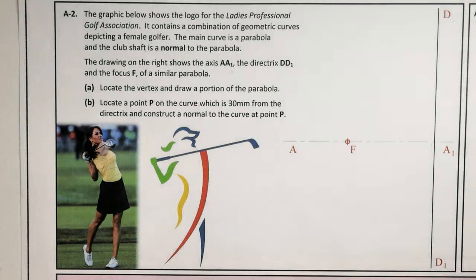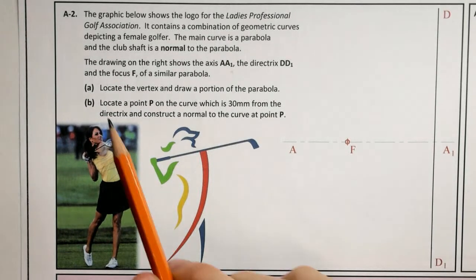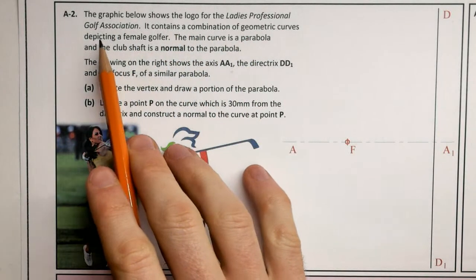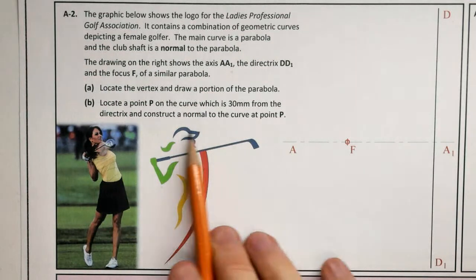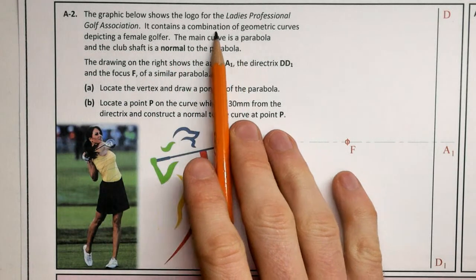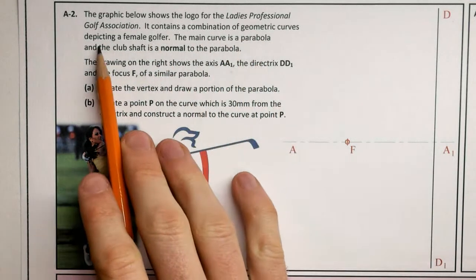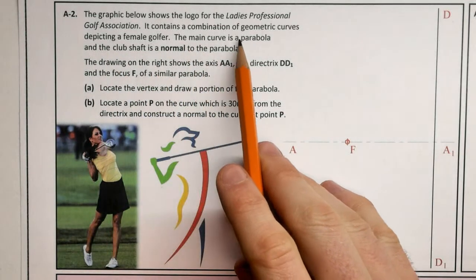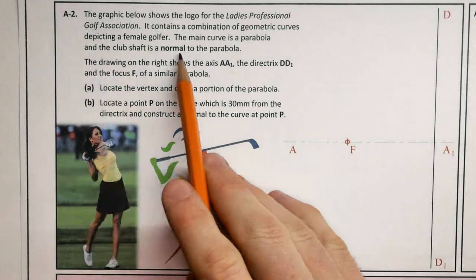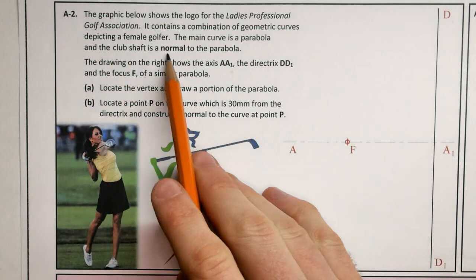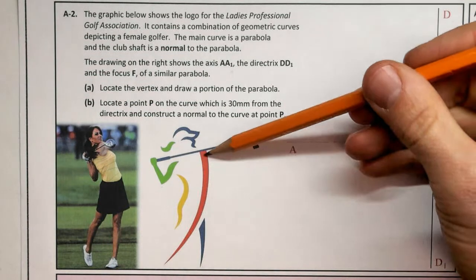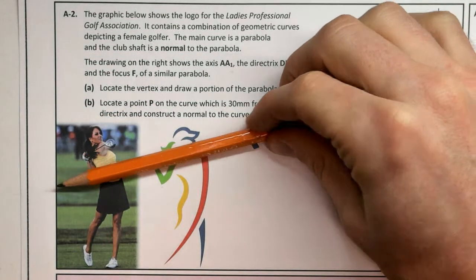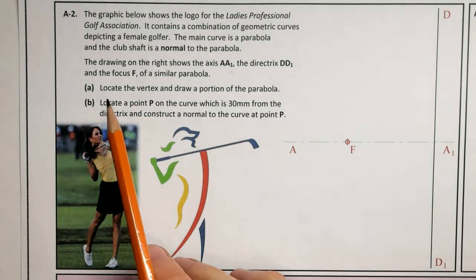Welcome to 2017 question A2. It's a Conics question. The graphic below shows the logo for a Ladies Professional Golf Association. Here's our logo. It contains a combination of geometric curves depicting the female golfer. Here are our curves. The main curve is a parabola, and the golf shaft is a normal to the parabola. So here they're telling us this is a parabola, and this golf shaft is a normal to that parabola.